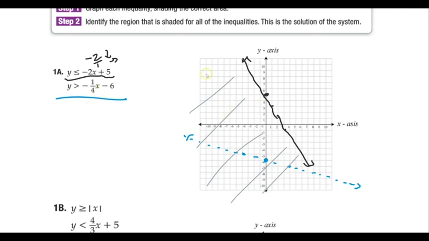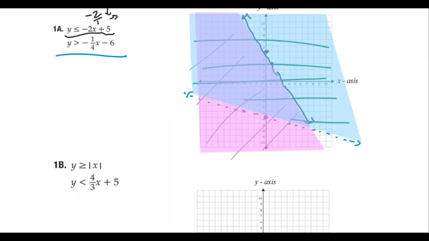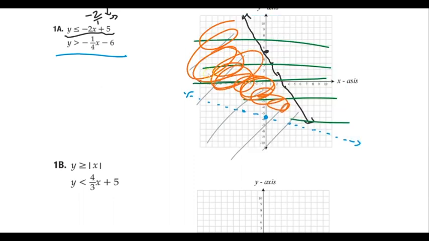I'm going to cross shade it. So you're going to shade all the above. And your answer is where they both shade. So my answer right here is this part, where they're both shaded. And that's the idea. Let's do a few more.